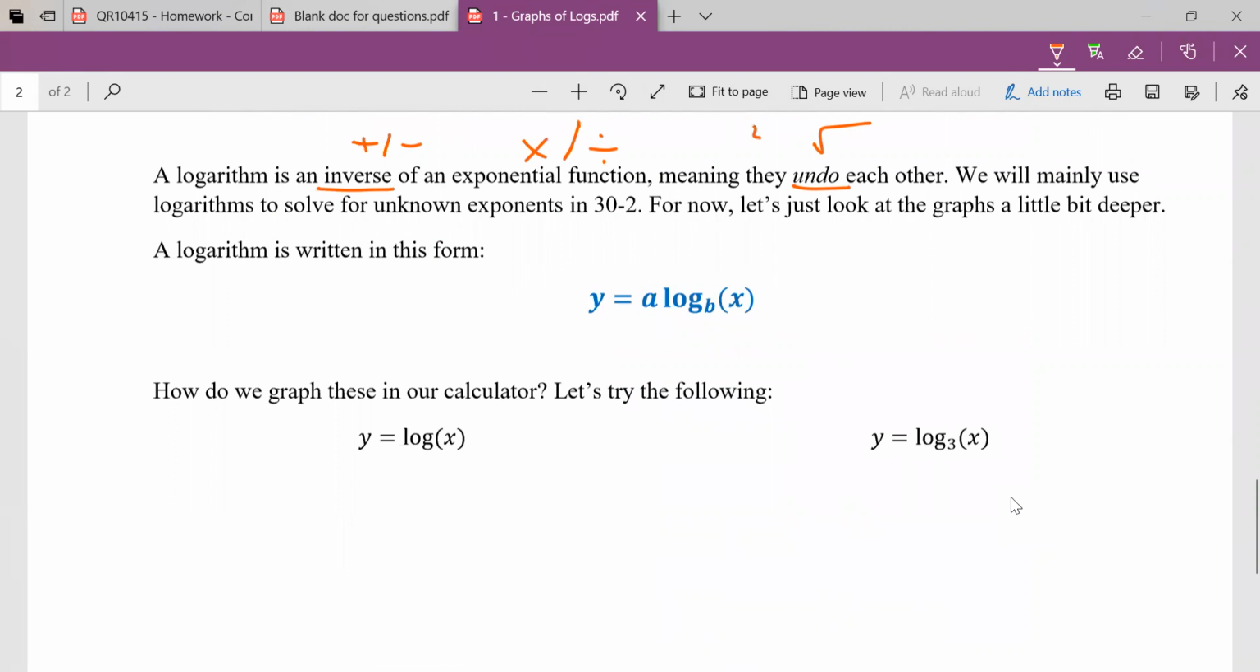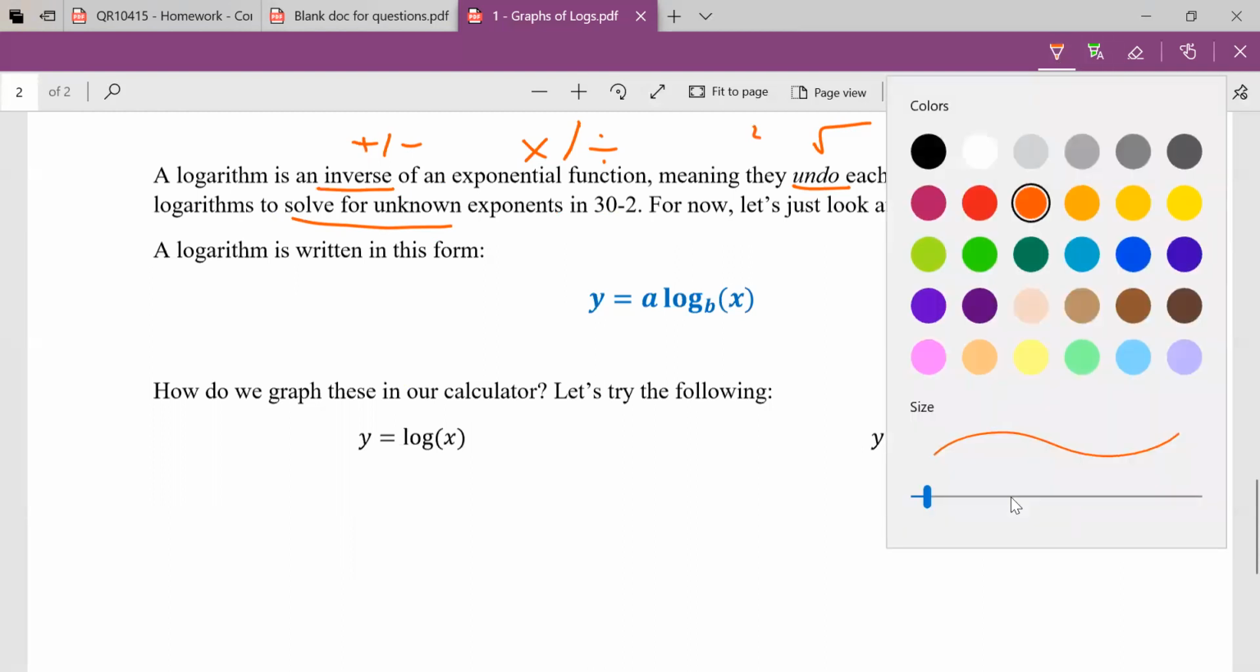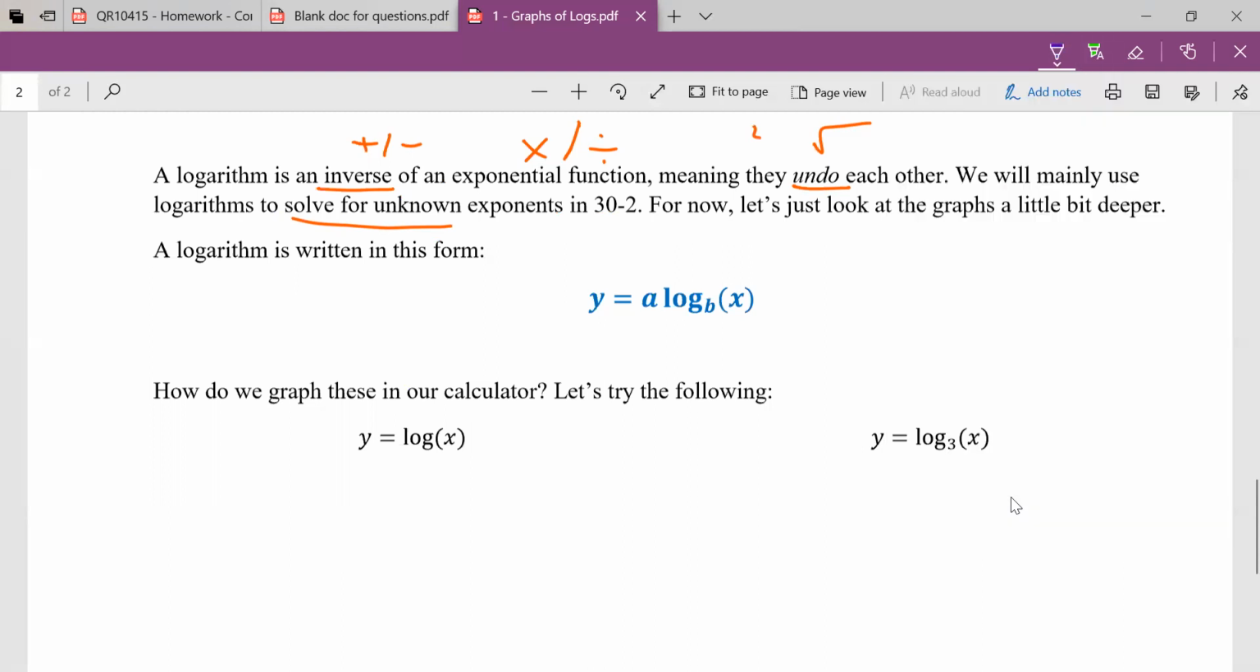Okay, the reason why we're going to use that is we're going to solve for unknown exponents. Last unit we solved for unknown exponents, but there were times where we couldn't solve it algebraically. This is where a logarithm is going to come into play. Okay, so now we know what the graph looks like. Now we know what a logarithm is.